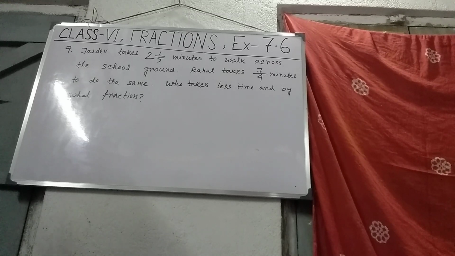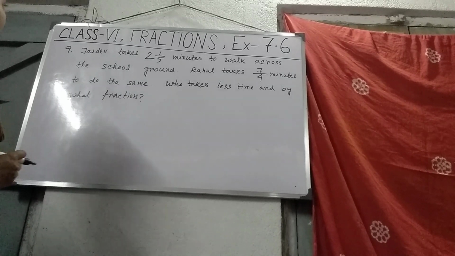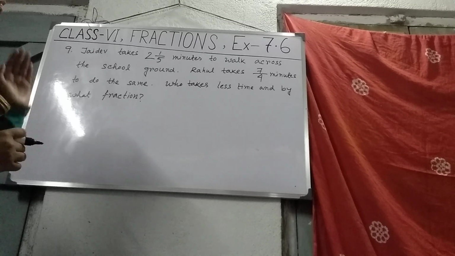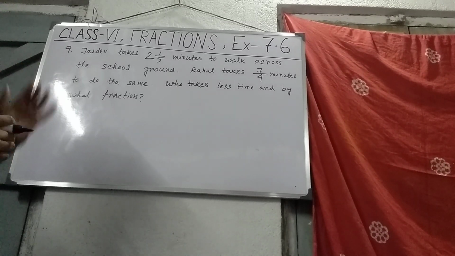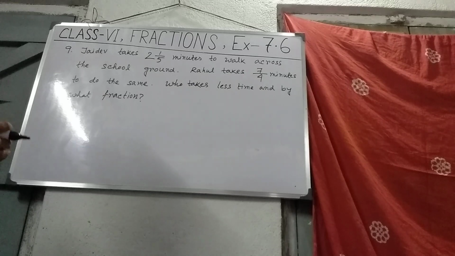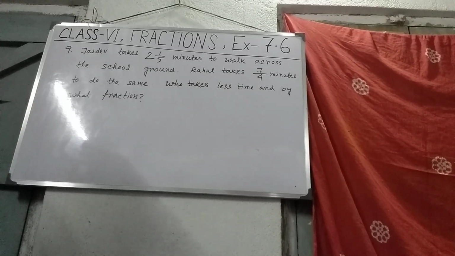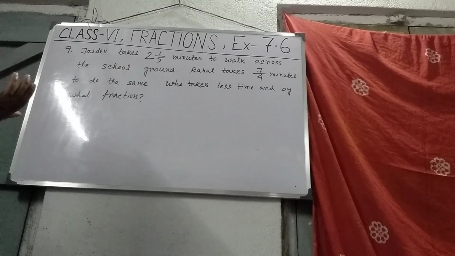Now we move to question number 9. So question number 9 is, Joydev takes 2 1/5 minutes to walk across the school ground. Rahul takes 7/4 minutes to do the same. Who takes less time and by what fraction? I am repeating again. Joydev takes 2 1/5 minutes to walk across the school ground. Rahul takes 7/4 minutes to do the same. Who takes less time and by what fraction?